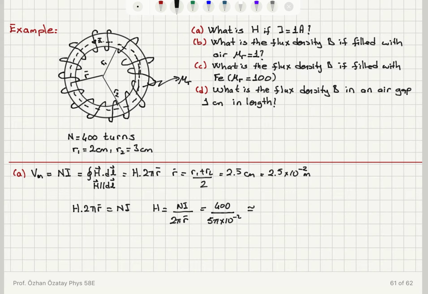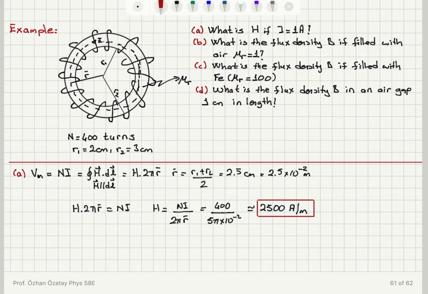This is approximately equal to 400, and with the 10 to the minus 2 upstairs, we can easily calculate this. It would be 40,000 divided by 5 divided by pi. That gives us approximately 2500 amperes per meter. This whole thing is an approximation anyway, so this gives us a value that is somewhat close to the actual value.